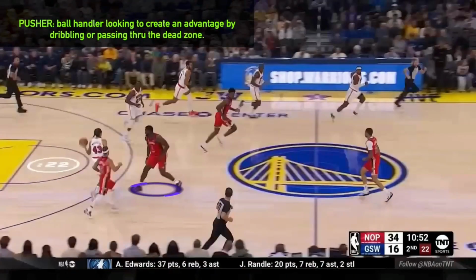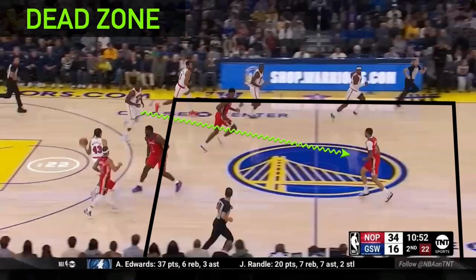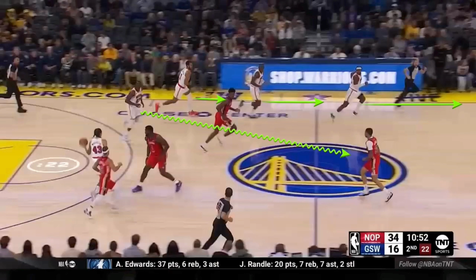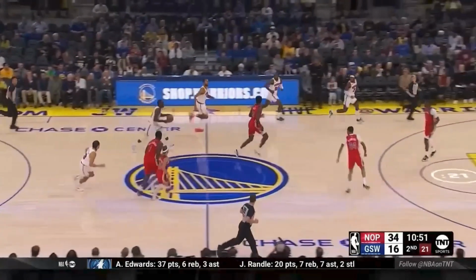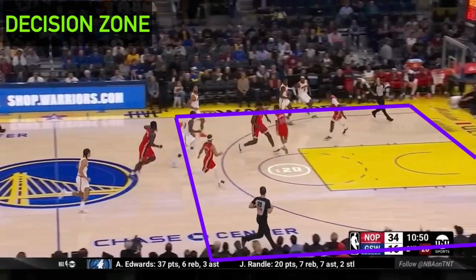Now, our first pusher attacks through the trigger zone and gets a chest read from Zion here. So he moves it to the next available pusher, which is Draymond, who pushes it through the dead zone and has the space to do so because of the spacing that the stretchers hold here through the dead zone. Now, as we get into the decision zone, again, it is the time for our pushers to make decisions, but also our stretchers to make decisions.